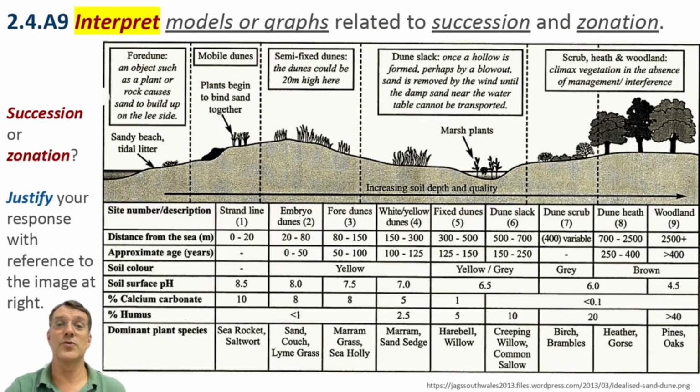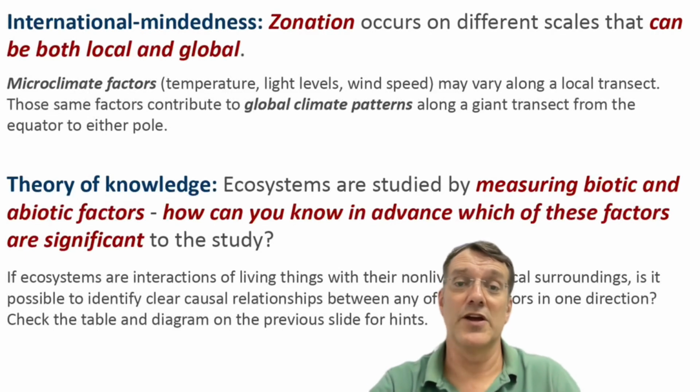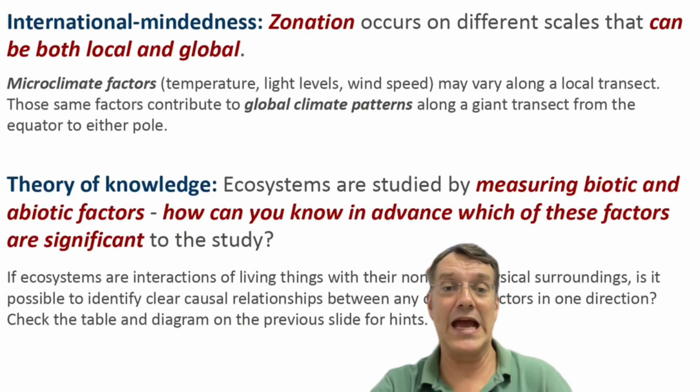This sand dune system provides an excellent opportunity to interpret a model showing both succession and zonation. This is primarily zonation because we see spatial changes moving inland from the shore. However, it also represents succession over time, as younger dunes near the shore eventually develop into the older, more complex communities found inland. From an international perspective, zonation occurs at both local and global scales.